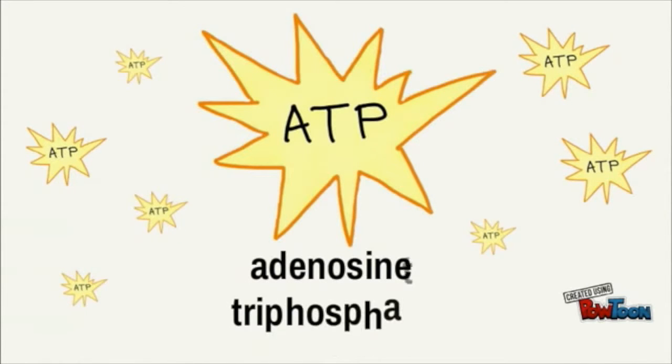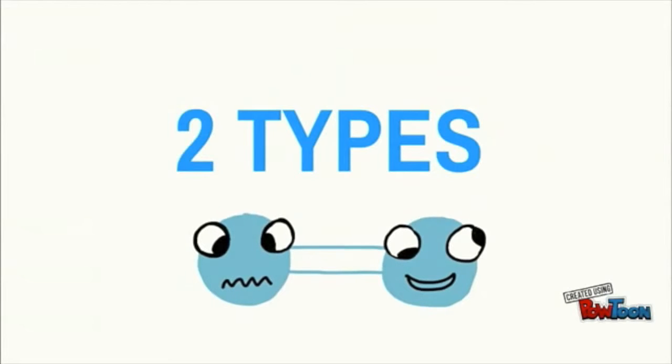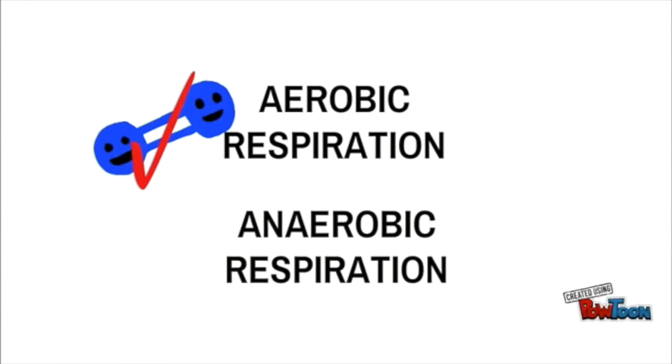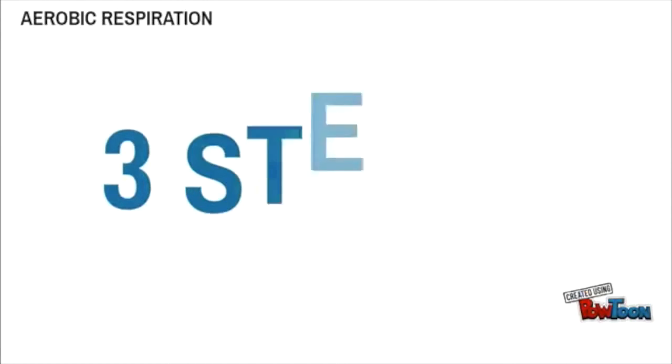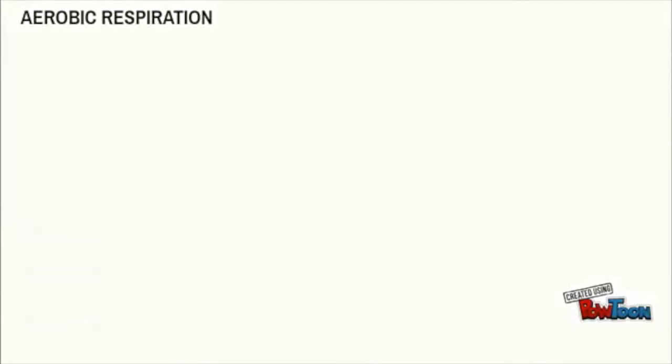It is the energy produced through cellular respiration. Cellular respiration can be classified into two types, depending on the need for oxygen. Aerobic respiration occurs in the presence of oxygen, while anaerobic respiration occurs in the absence of oxygen. Aerobic cellular respiration involves three major steps.